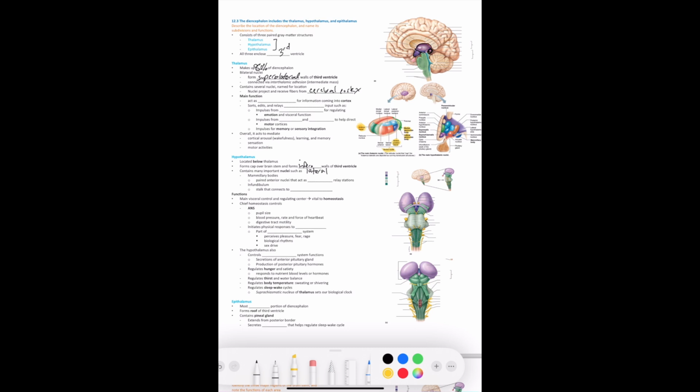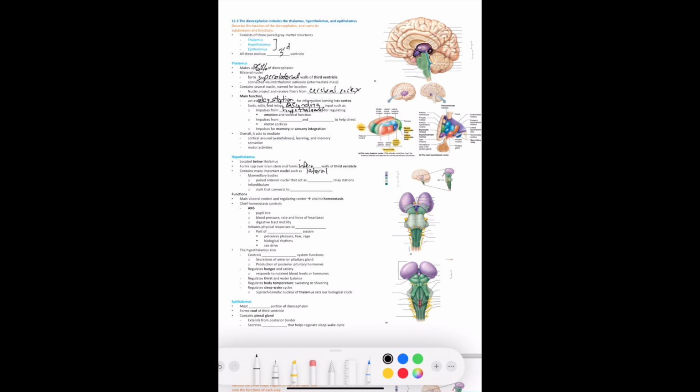So what the thalamus is going to function as, it acts as a relay station for information coming into the cortex. So it's going to sort, edit, and relay this ascending input. So information that is coming up. These impulses are from the hypothalamus, which is going to help regulate emotion and the visceral function. We've already discussed how the limbic system is going to function to regulate emotion. However, the hypothalamus is also going to play a role as well.